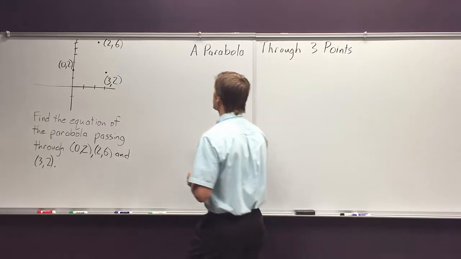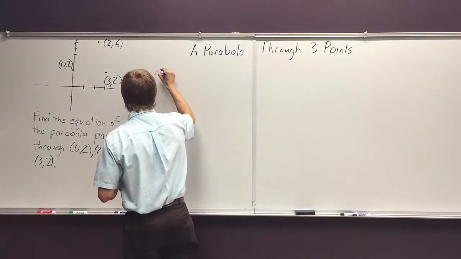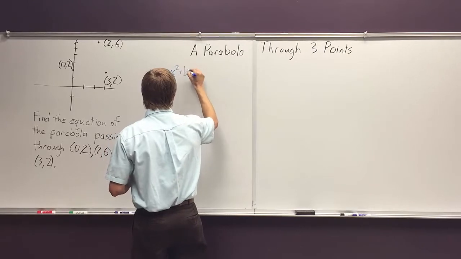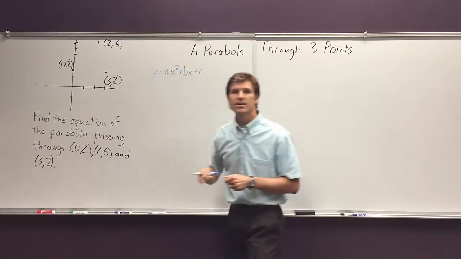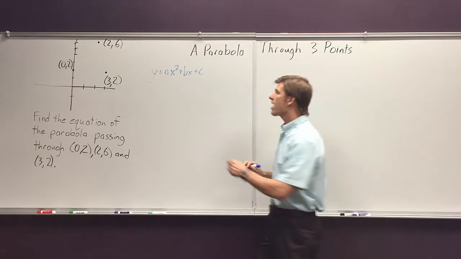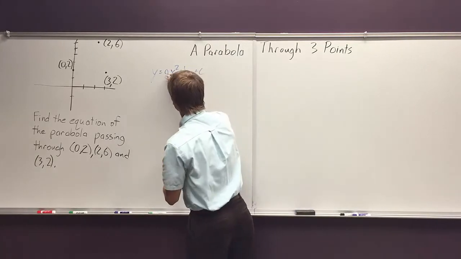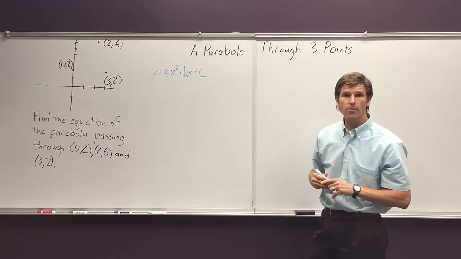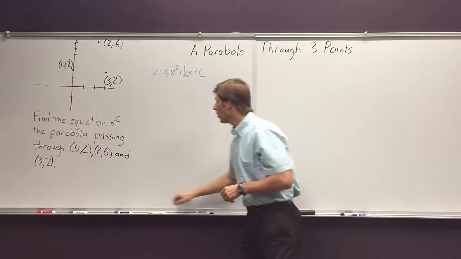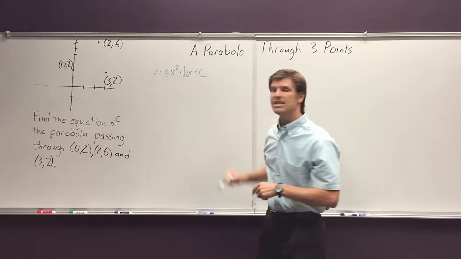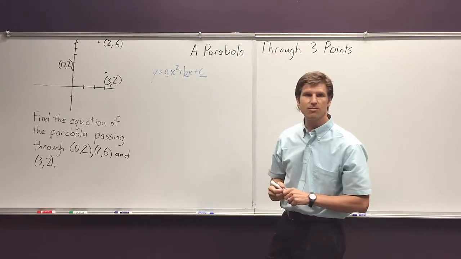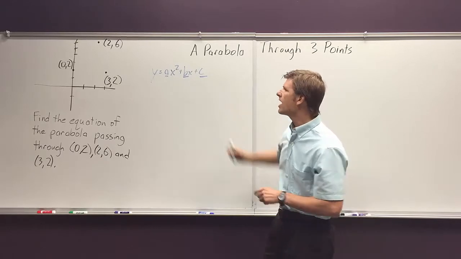Well, I'm looking for an equation that looks like y equals ax squared plus bx plus c, okay? And what I need to find is a, b, and c. So what I'm going to do is plug in the x and the y values that I know, and I'm going to solve a system of 3 equations for a, b, and c.